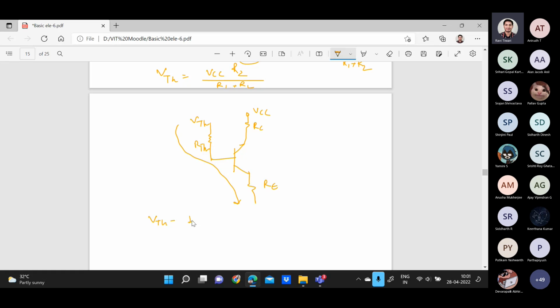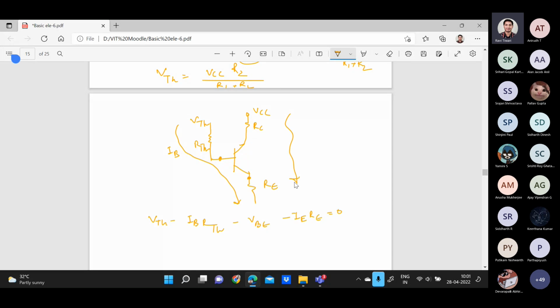VTH minus I will be IB because base current will be there. So it's IB into RTH minus VBE, that is the base to emitter voltage. So VBE minus IERE. So that will be the first equation that you can write down from this side.